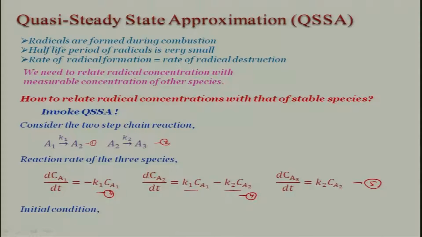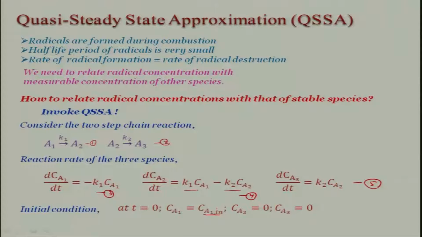So, what will be the initial condition? At time t equals 0, CA1 will be C initial, CA2 will be 0 and CA3 will be 0, yes or no? There will be no CA2, right; the concentration of A2 molecule will be 0 and the concentration of A3 will be 0. This is the initial condition which we will be using.